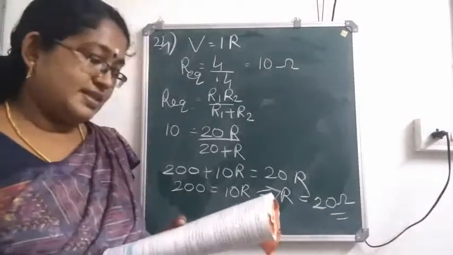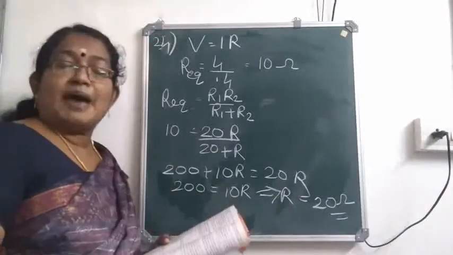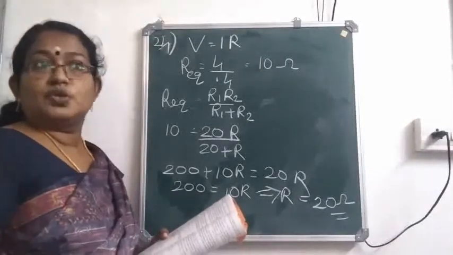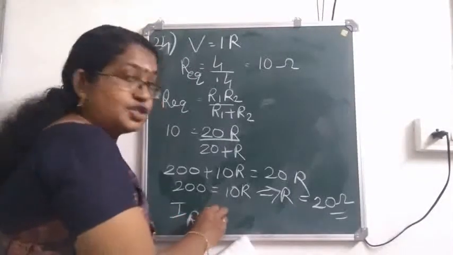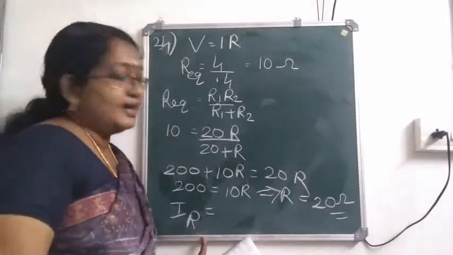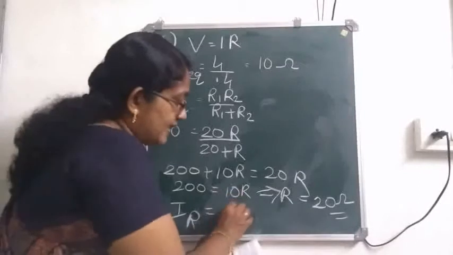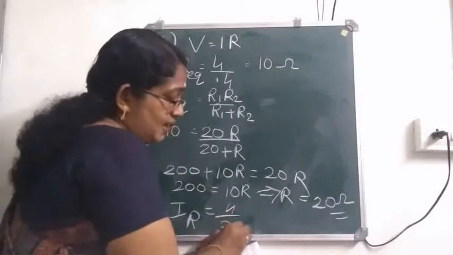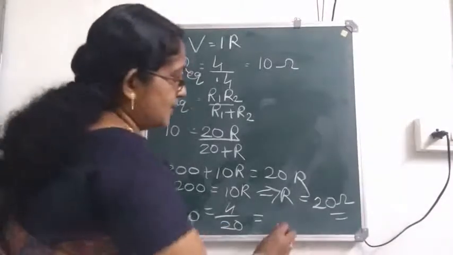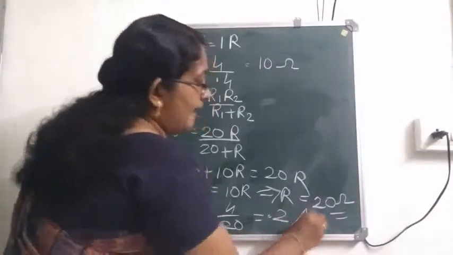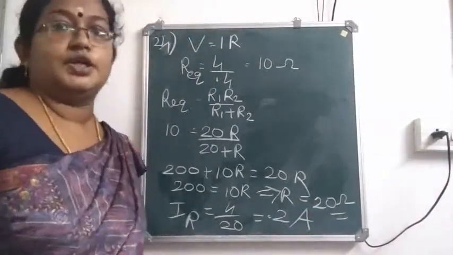Now, one more question is there. The current flowing in R. Already I told you if it is a parallel connection, the current will be different through different resistors. So the current flowing through R is I equal to V by R. How much is our V? V is given as 4 volt, isn't it? And how much is this resistance? 20. 4 by 20 means it is 2 by 10 which is equal to 0.2 ampere. So 0.2 ampere is the current flowing through the circuit. Okay.